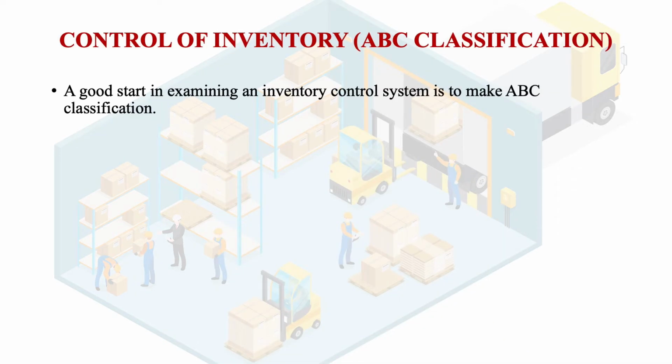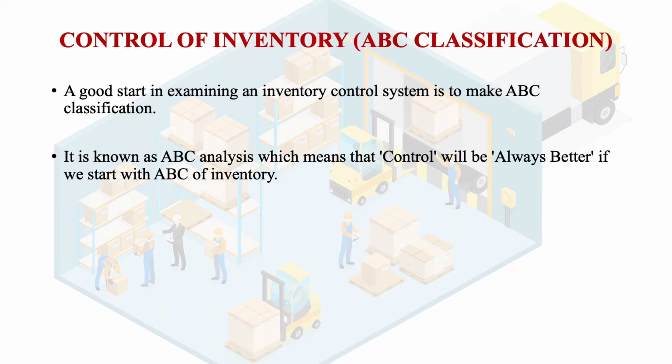Now we will come to the ABC classification, that is the control of inventory. Let us see what ABC is. If we go by the meaning, always better control will be always better. So that is why it is called ABC, always better control.